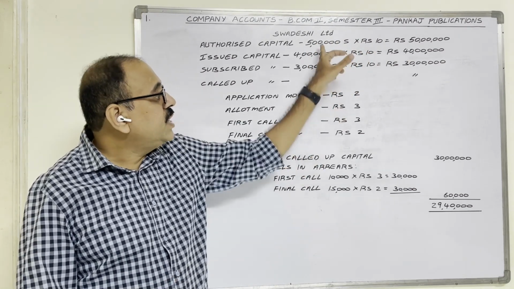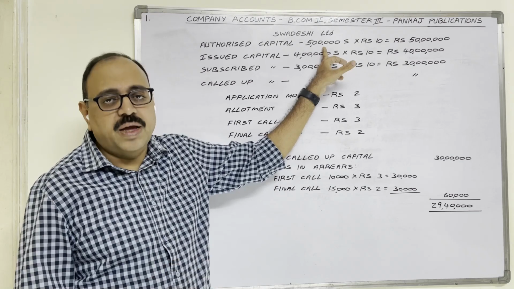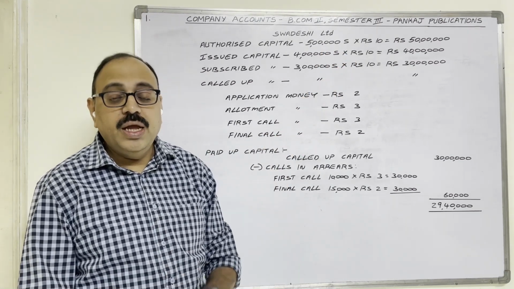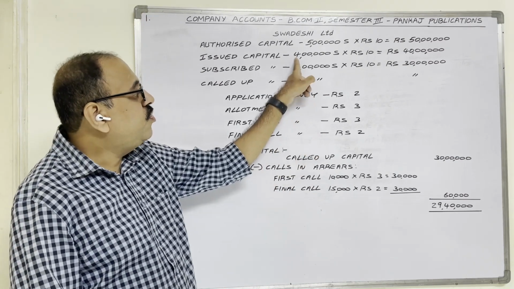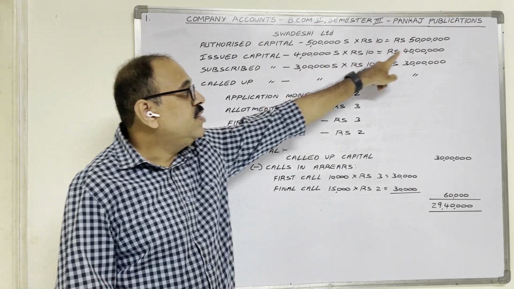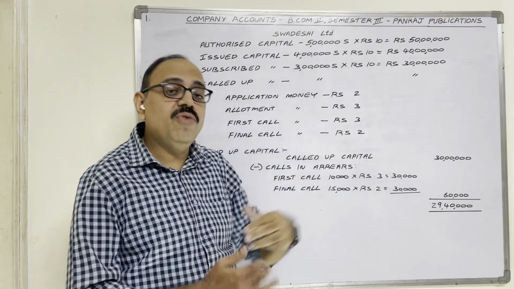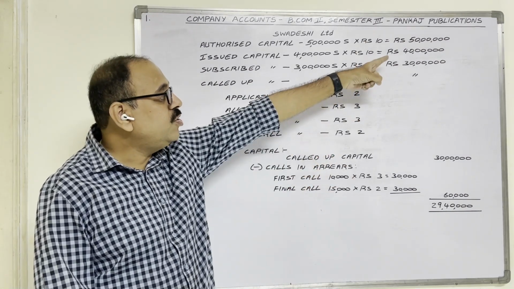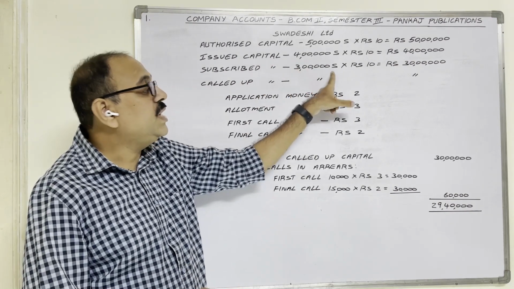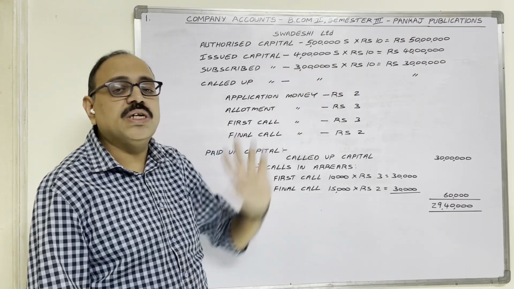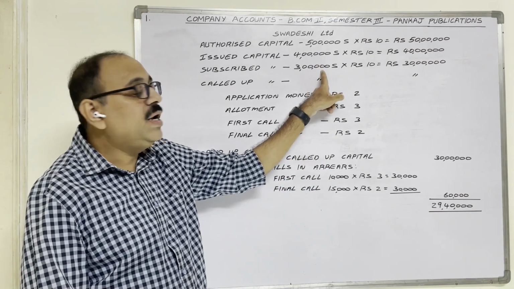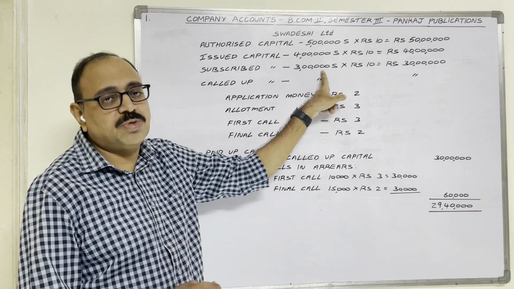The company need not sell the total 5 lakh shares at a time. According to its financial requirement, the company issues the shares. In the current year, the company issued 4 lakh shares. That means 4 lakh into 10 rupees, 40 lakh rupees, is what the company wants to collect this year. So this 40 lakh rupee capital is known as issued capital. And the public applied for 3 lakh shares, so there is under subscription here. Under subscription means supply is more, demand is less.